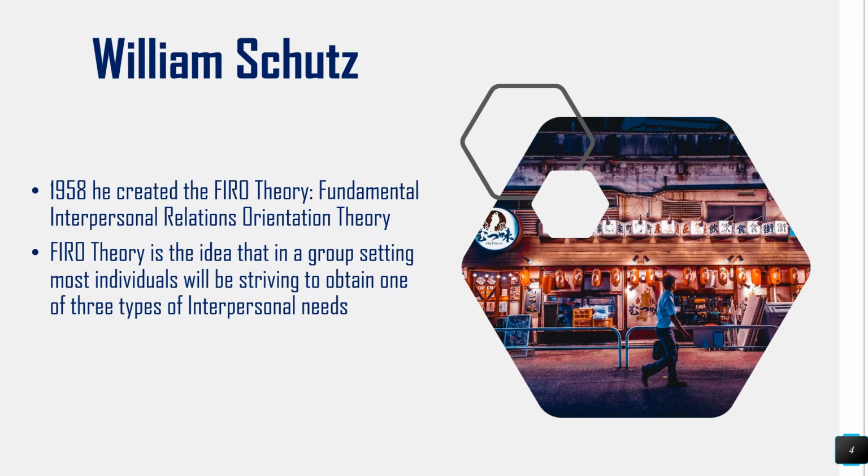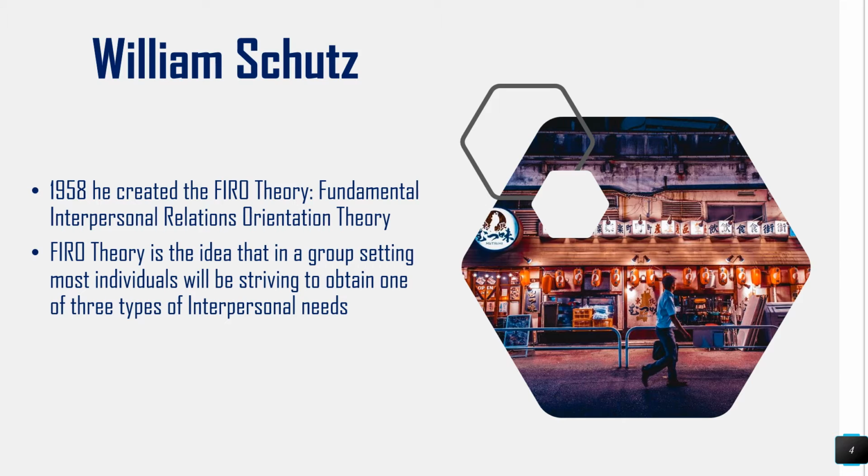In 1958, Schutz came up with the interpersonal needs theory, FIRO, Fundamental Interpersonal Relations Orientation Theory, which he published in a book. While serving in the Korean War, Schutz was given a task. His task was to figure out a method that could possibly predict who would work well together with who. It was then that Schutz came up with the Fundamental Interpersonal Relations Orientation Theory.